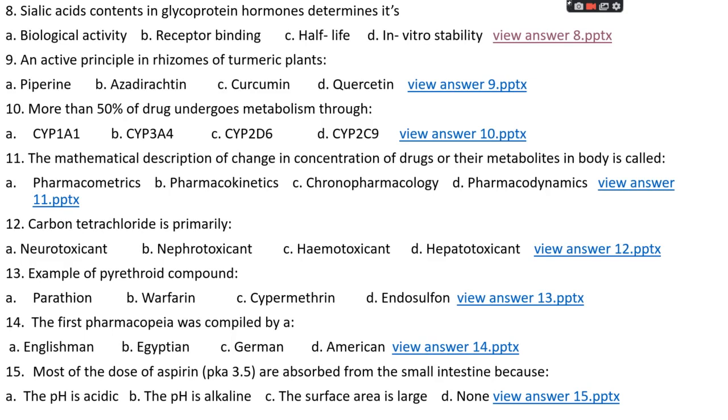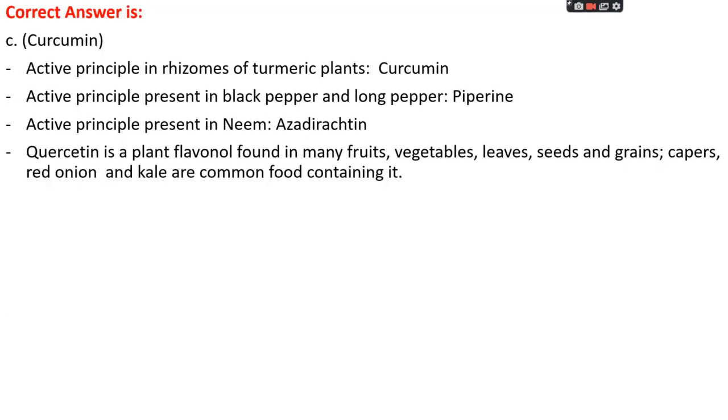Question number 9. An active principle in rhizomes of turmeric plants: option A, piperine; option B, azadirachtin; option C, curcumin; option D, quercetin. The right answer is option C, that is curcumin. The active principle present in rhizomes of turmeric plant is curcumin.